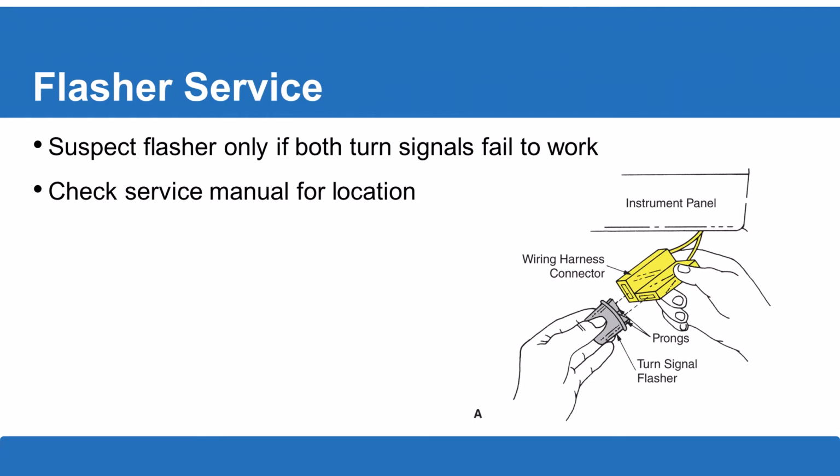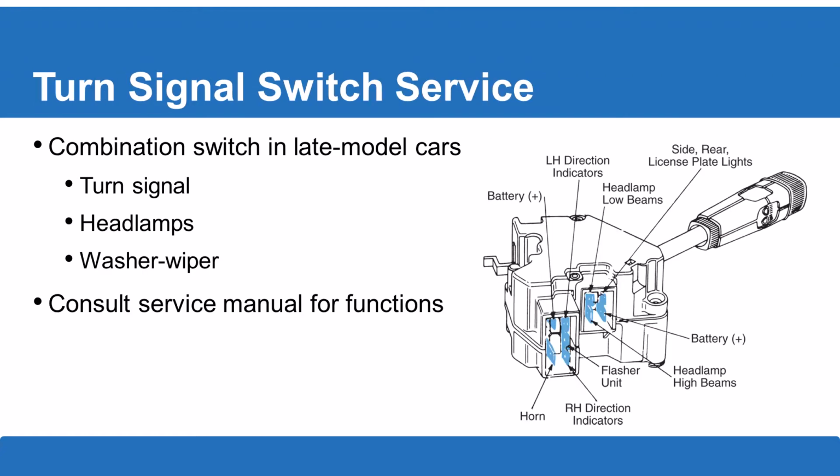Then we have the flasher service. Now, on the flasher service, there's usually some kind of flasher relay that's involved. And if you suspect a flasher, if there's any of the turn signals that fail to work, right? Both of them aren't working, then we want to look at this guy. You can check the service manual again for the location. Typically on these flashers, though, once you locate them, replacement of them is fairly easy. I used to keep a couple extra of these in my toolbox just as test units to use on vehicles.